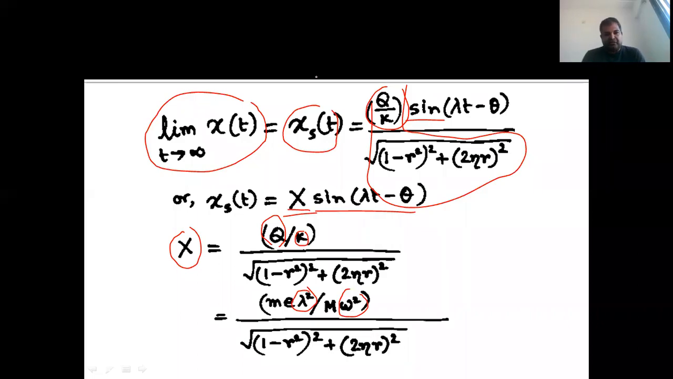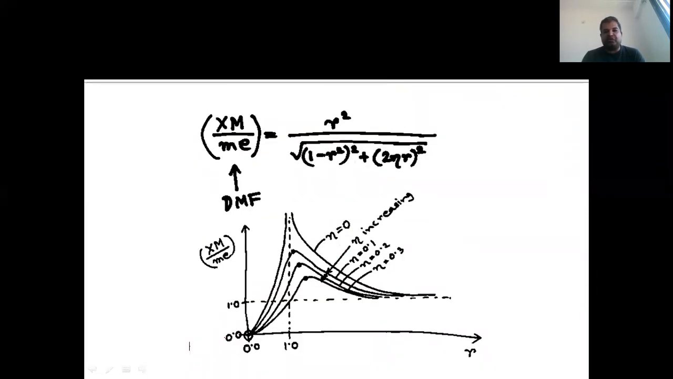Okay, so what we have tried here is to put these values: q by k upon under root of (1 minus r square) whole square plus (2 eta r) whole square, where lambda square by omega square is nothing but your r square, and you can say this is M e by M. So M will go on this side, and this will be X M upon M e is equal to r square upon under root of this, right? So this will be coming.